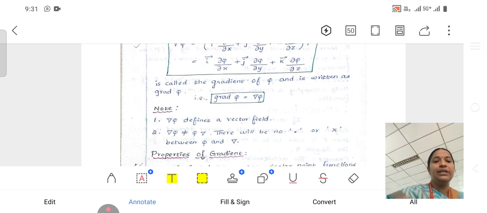Note that it is also denoted by grad phi. It is a vector field function. So del phi is not equal to phi del. There will be no dot and cross product between phi and del.